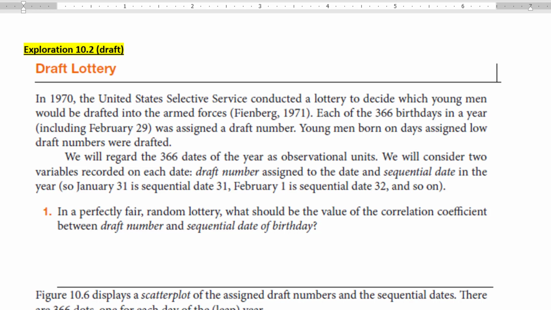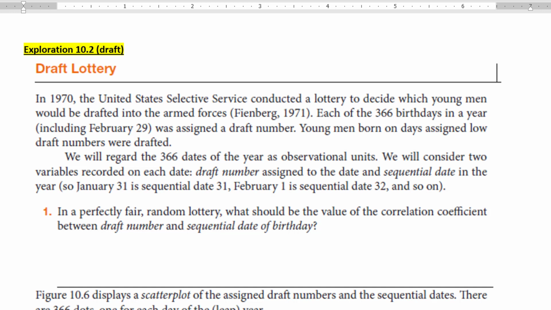This is Module 12. We're going to do the first few problems in Exploration 10.2. The problem reads as follows. In 1970, the U.S. Selective Service conducted a lottery to decide which young men would be drafted. Each of the 366 birthdays in a year, that includes people who were born on leap years, February 29th, everybody was assigned a draft number.